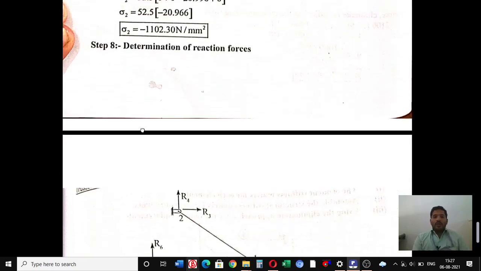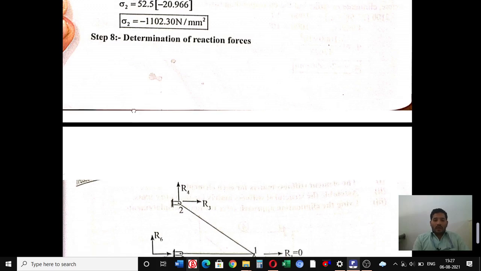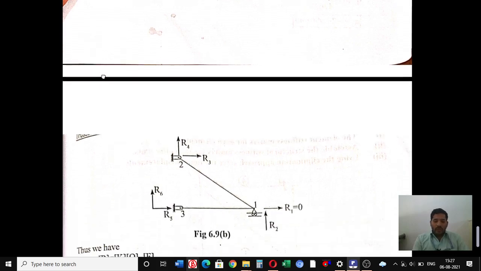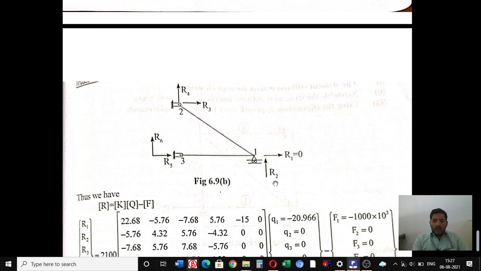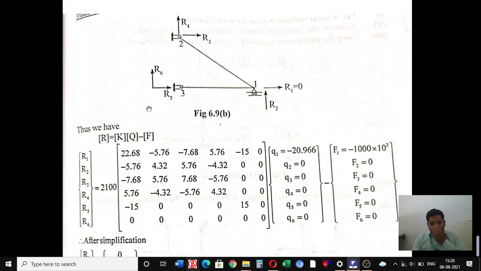After that, we need to determine the normal reaction forces. At node 1, the roller support is acting. For that reason, the normal reaction is acting in the upward direction. As well as at node 2, and at node 3, it is the hinge support. For that reason, the normal reaction is acting in a horizontal direction as well as in the vertical direction. Clear? So first of all, we have to write down the normal reaction R is equal to KQ minus F.